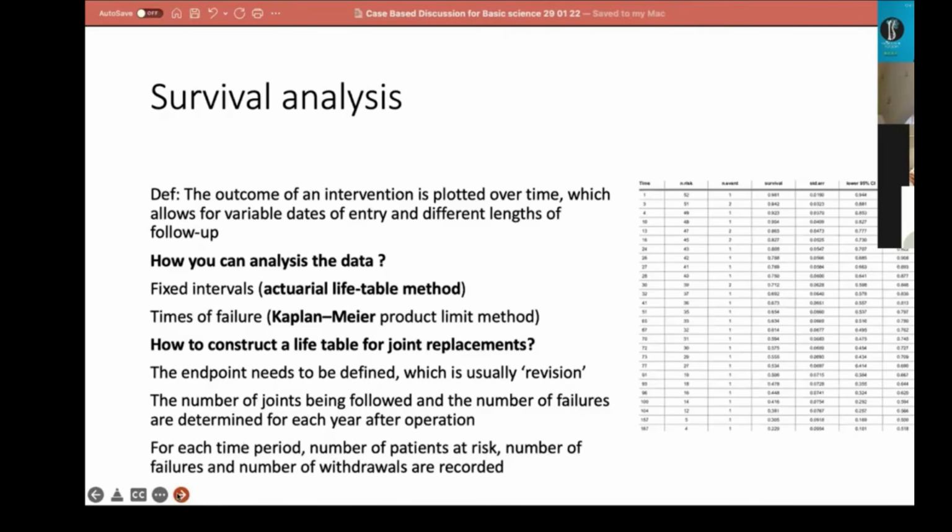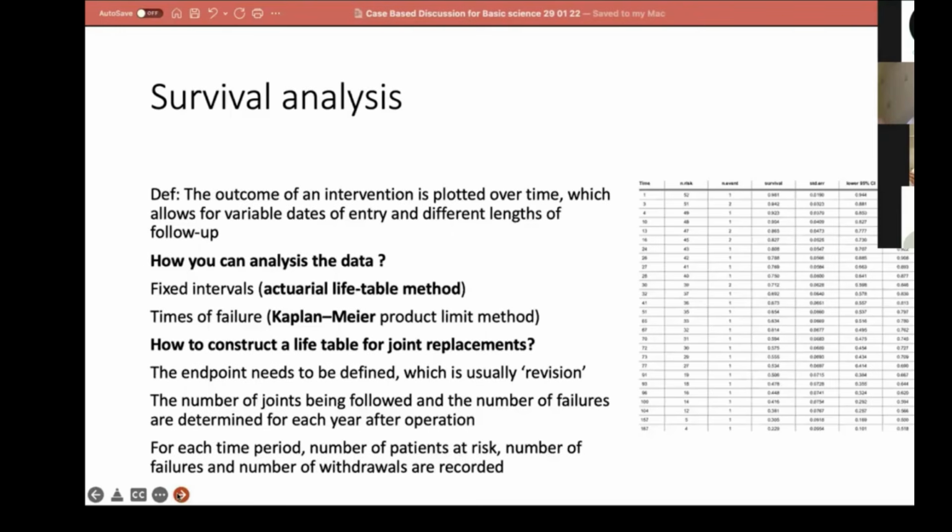Okay. And for each time period, you record the number of patients at risk, like painful hip, maybe infection, all these things, and the number of failures and the number of withdrawals. You have to record that as well. So how many patients have been withdrawn? Sometimes when you follow up, the patient is very happy. That couldn't be counted as a failure or revision, because the patient maybe didn't attend the follow-up clinic because he's very happy, very impressed, and he thinks there's no need to come to see the doctor.